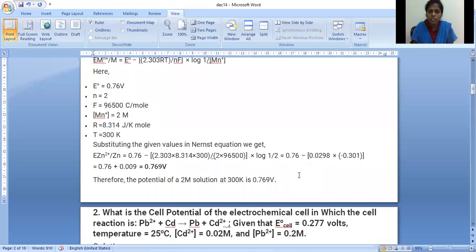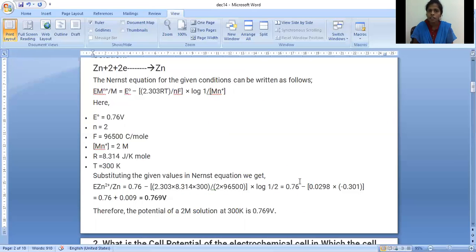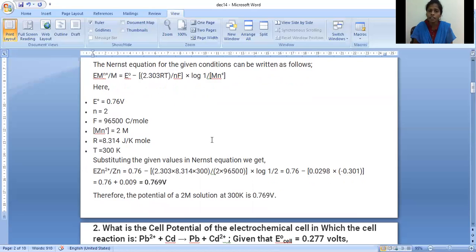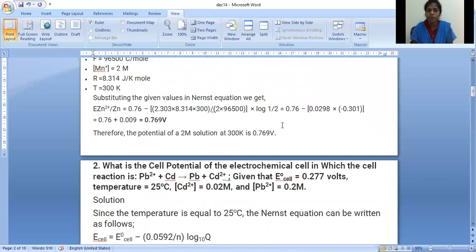So this is the first numerical. Simply, you have to write the reaction part first. After writing the reaction part, just apply the Nernst equation. Whatever values they have given in the numerical, substitute those values. The R value is a known value, the F value is a known value, but you have to remember those values. By substituting all the values in the formula, we will get the electrode potential.